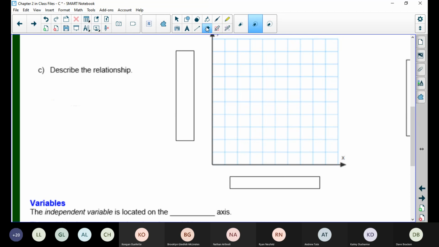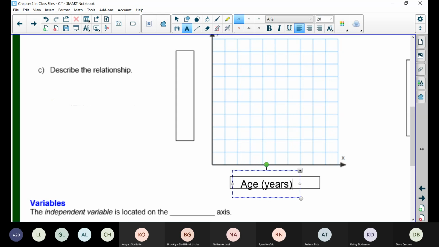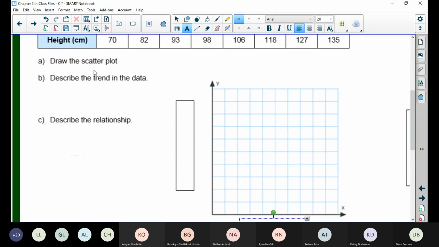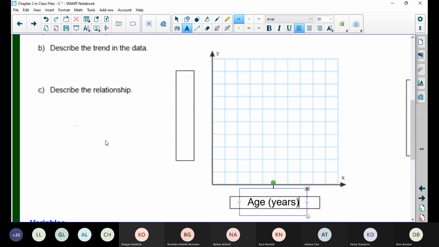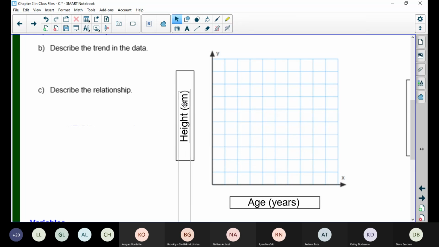So let's write that in. Age in years. And what's on the side? It's your second variable, which is your height in centimeters, or Julie's height in centimeters. So I'll just turn that on the side, and I'll put that right here. First variable, always on the bottom. Second variable, always on the side.